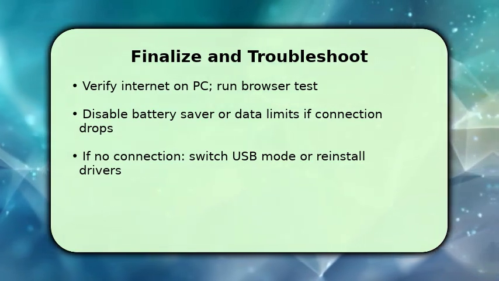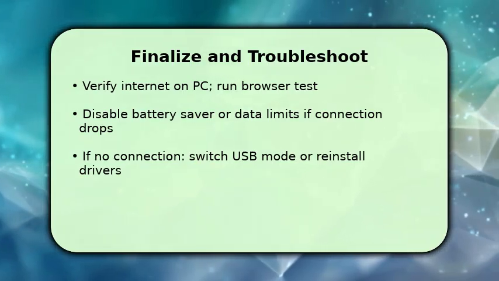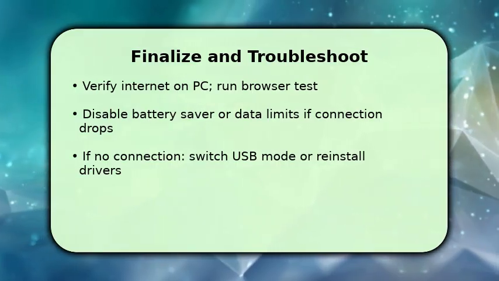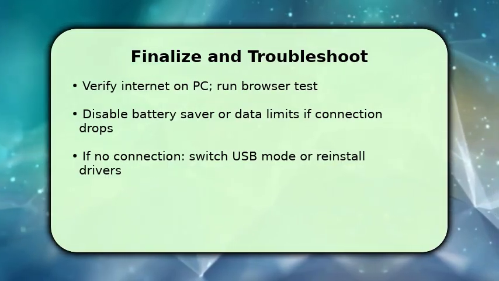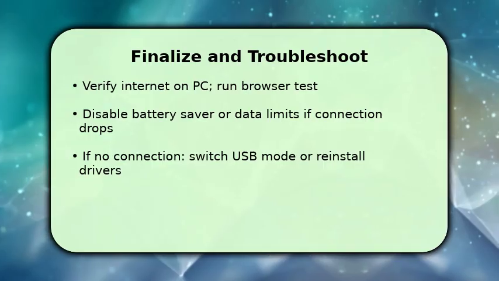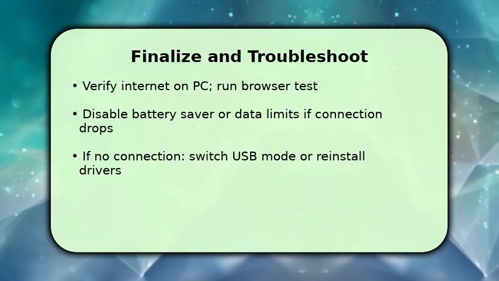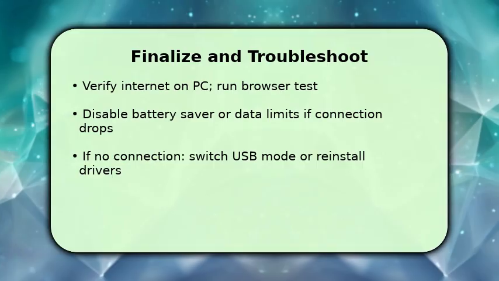Make sure battery saver and data limits are off, because those settings can kill tethering. If the connection is unstable, switch the phone's USB mode between file transfer and charging briefly, then re-enable tethering to refresh the link. If nothing works, reinstall or update the PC's USB network driver. That resolves most driver mismatches and restores the tethered connection quickly.